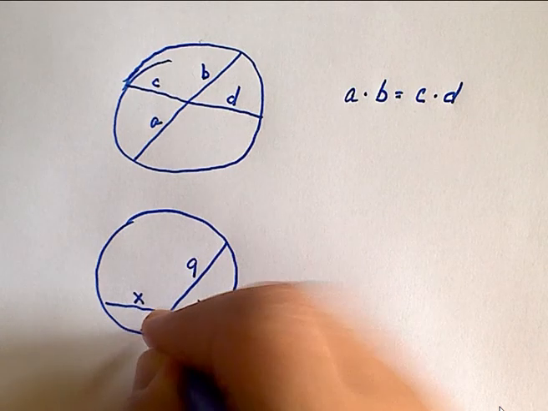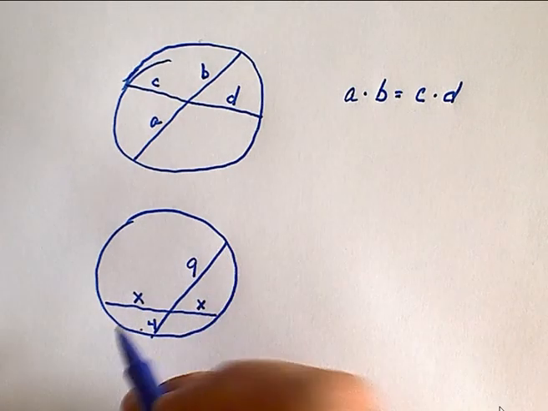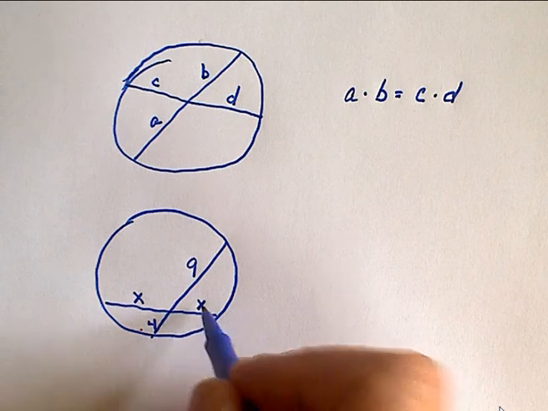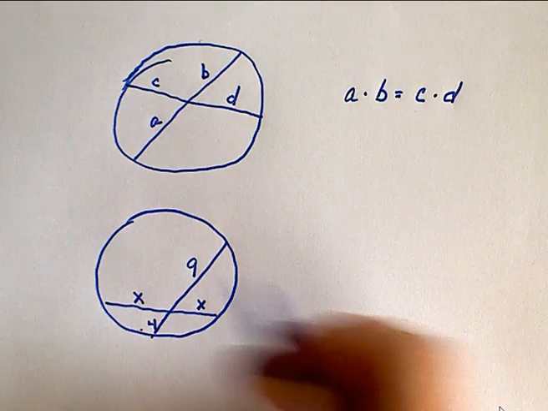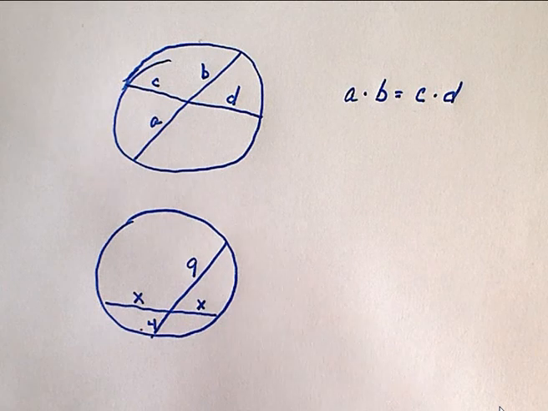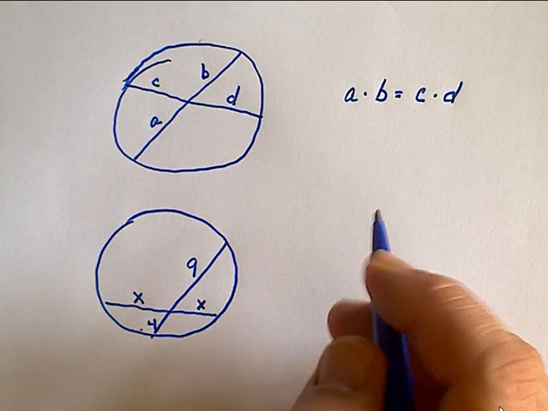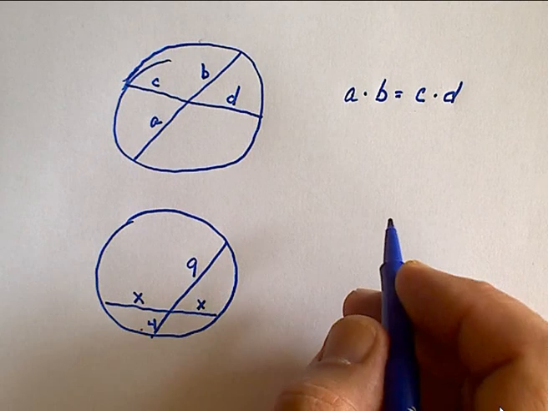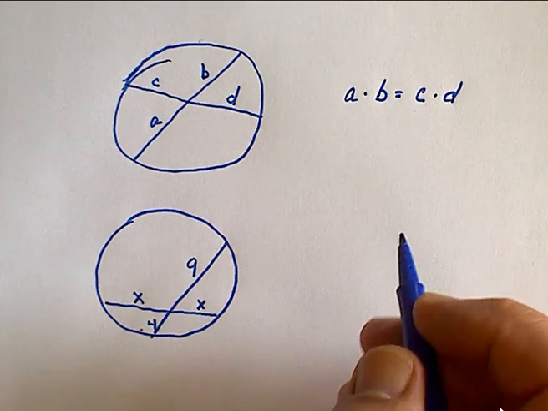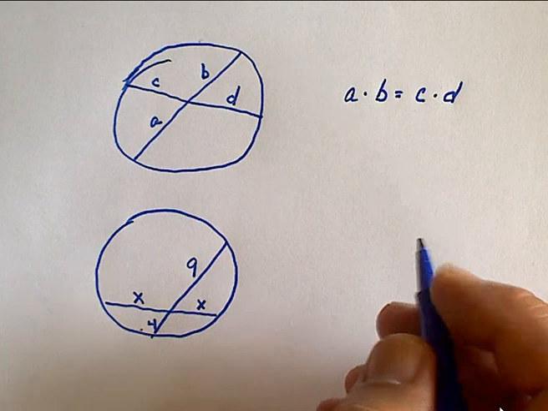Okay, so this chord has been split up into x and x. In other words, they're both equal pieces. This chord is split up into a 9 and a 4. Now, for this one, I don't need the total. If I had the total, I could use it to find a piece, but all I want to use are the pieces.